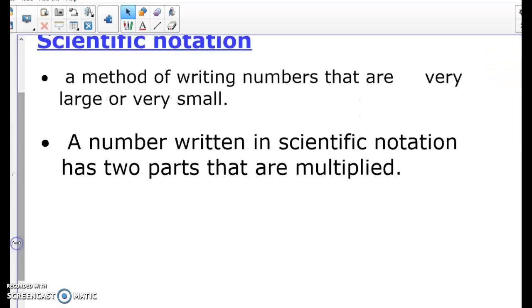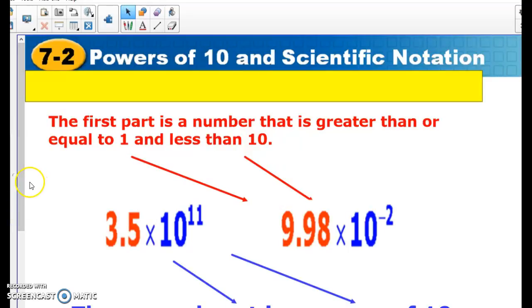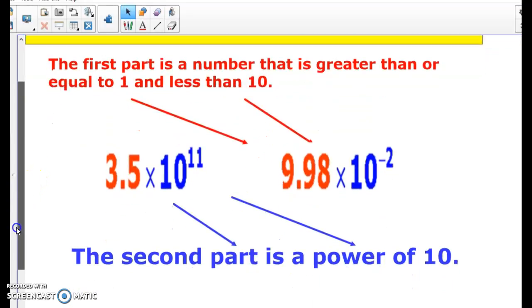There's pretty much only one rule to scientific notation. If you ever see it where it's not to the 10th power or something like this, it doesn't have to be a power of 10. It could be 3.5 times 10 to the 11th. This first number here has to be between 1 and 10.